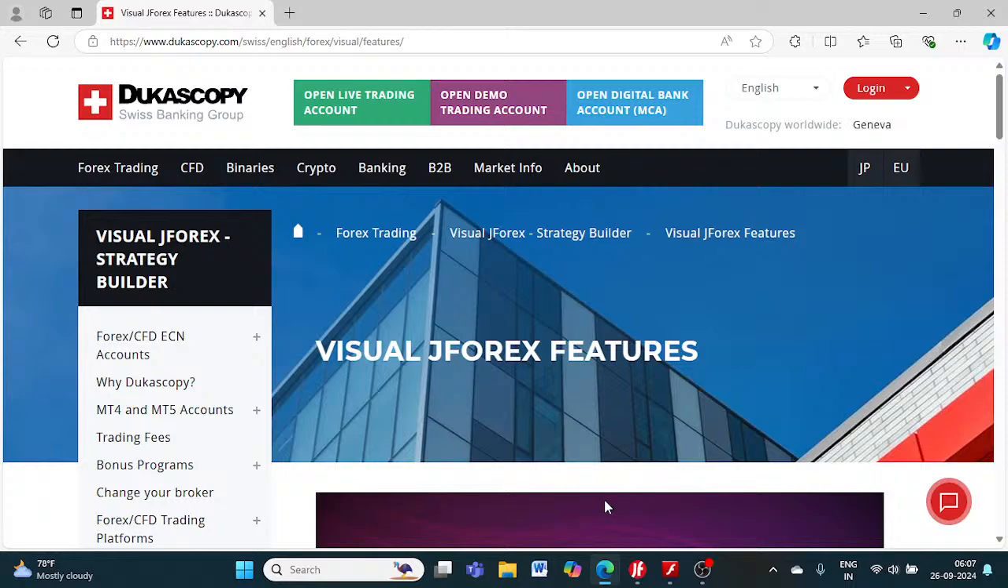This is your host Vaibhav for today's session of trading with the Visual Jforex. We are going to start the algorithm development using an interesting indicator. The name is EMA, which stands for Exponential Moving Average.